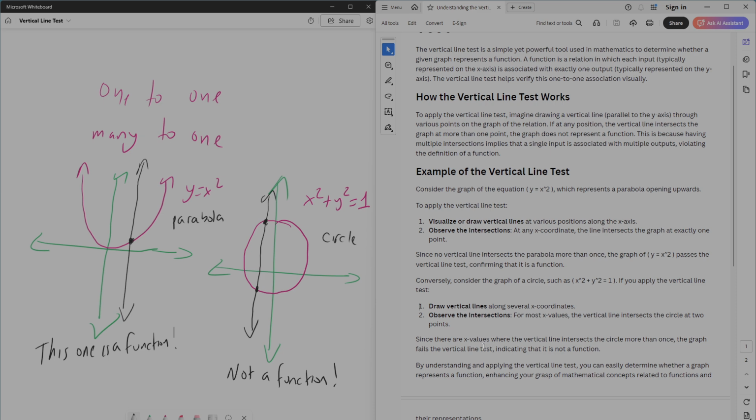By understanding and applying the vertical line test, you can easily determine whether a graph represents a function, and enhance your grasp of mathematical concepts related to functions and their representations.